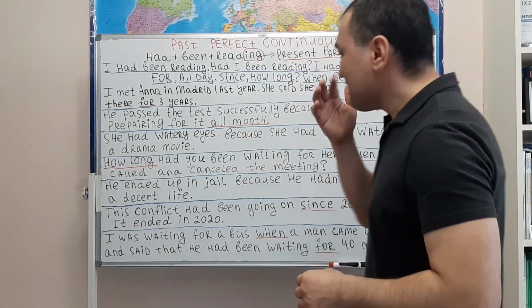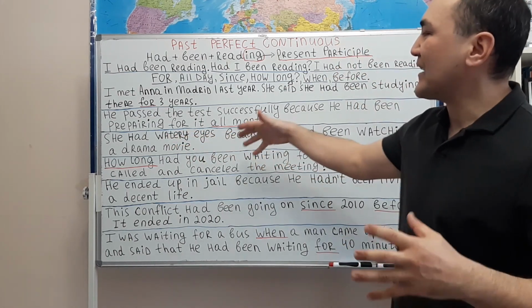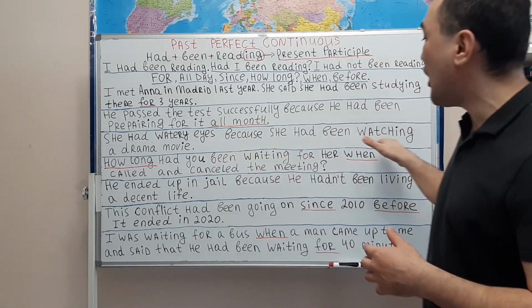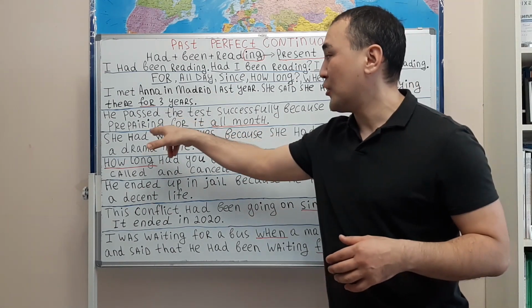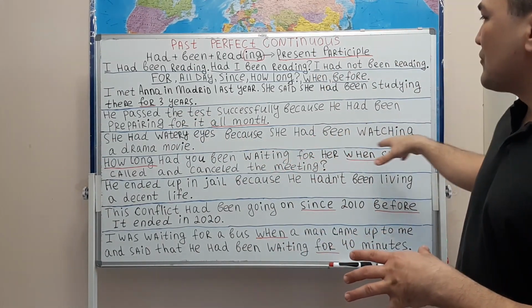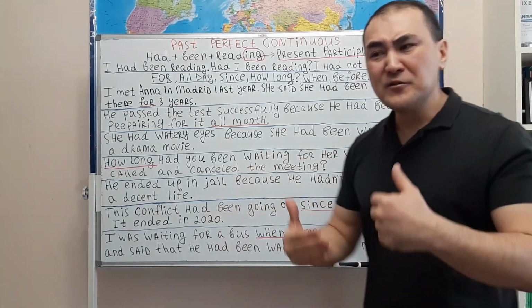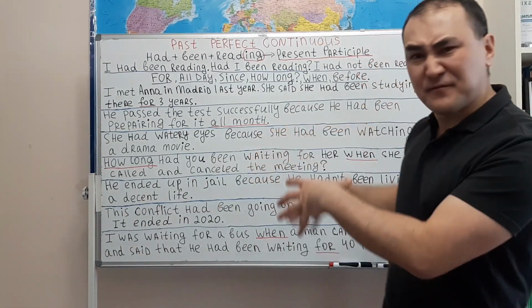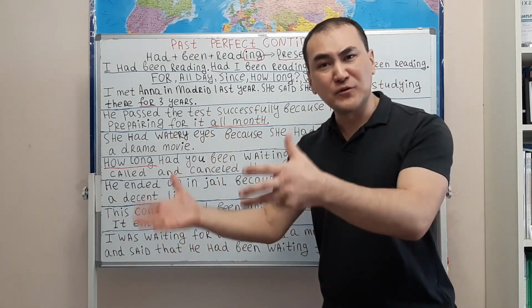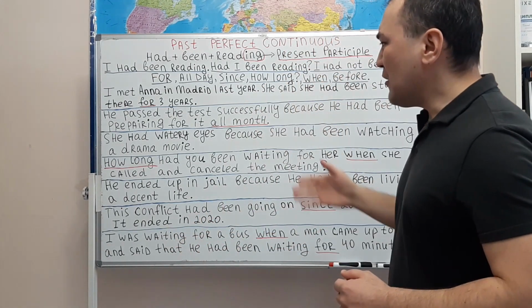So here, she had watery eyes: that's the result and that's the effect. And she had been watching a drama movie: that's the cause and that's the reason for her watery eyes. It means that she just finished or recently finished watching a drama movie, and she had this effect or result, watery eyes.